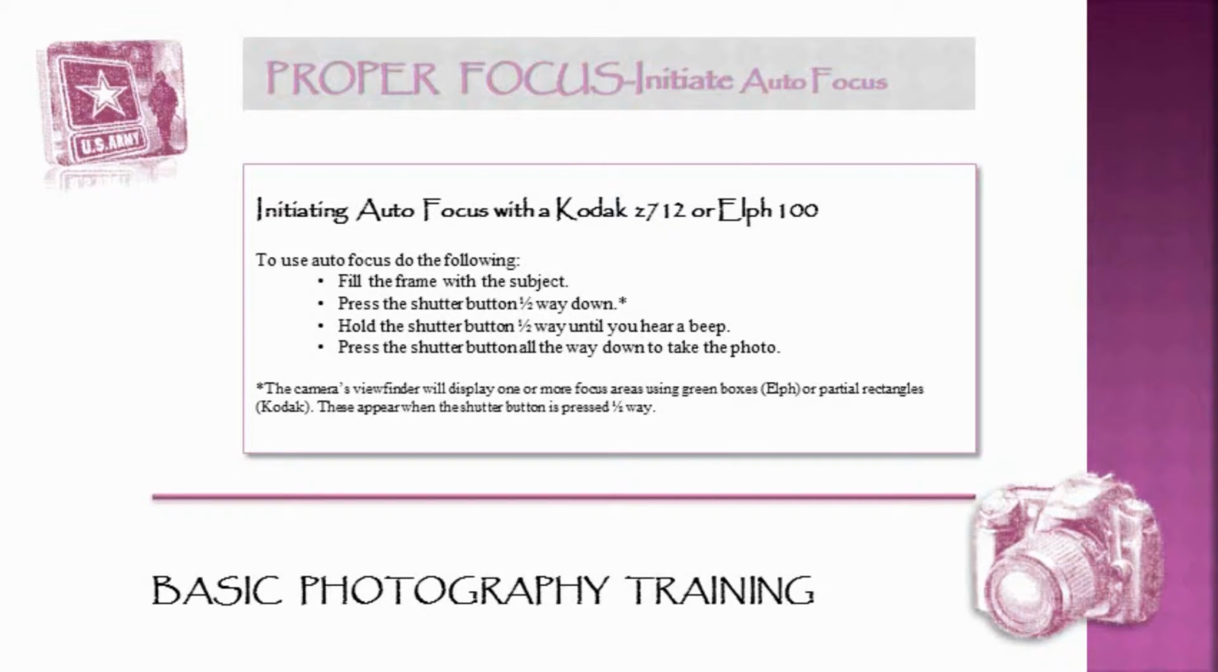The camera's viewfinder will display one or more focus areas using green boxes on the ELPH or partial rectangles on the Kodak. This shows you exactly what the camera is focused on. If the subject of the photo is not in focus, release the shutter button and try again.